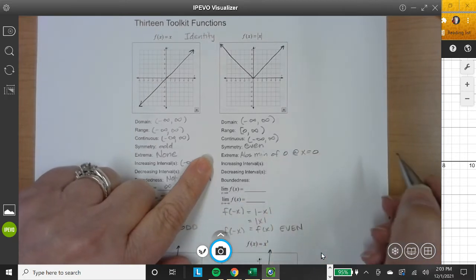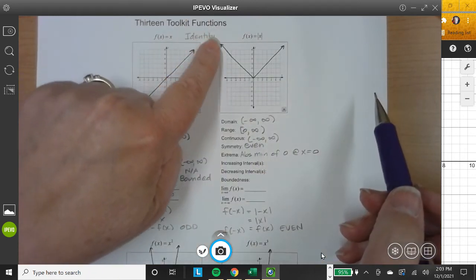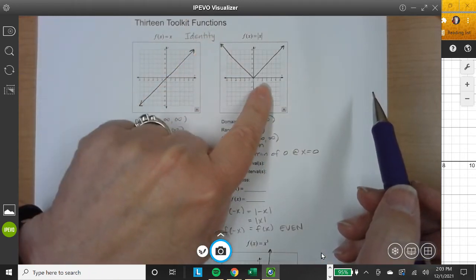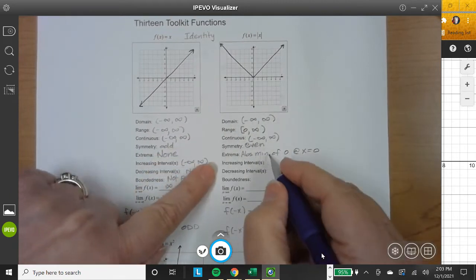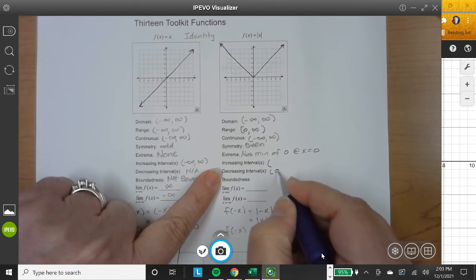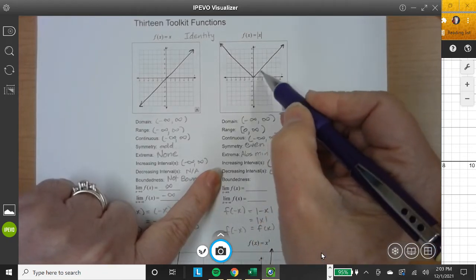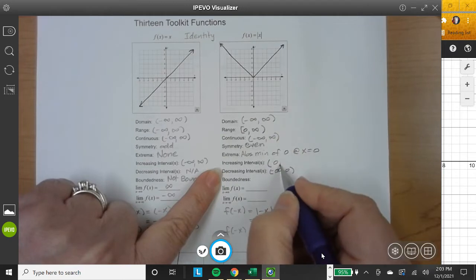And the increasing intervals: if I were to put my finger on the function moving from left to right, my y's are decreasing, and the x intervals where that happens is negative infinity to 0, and it's increasing from 0 to infinity.